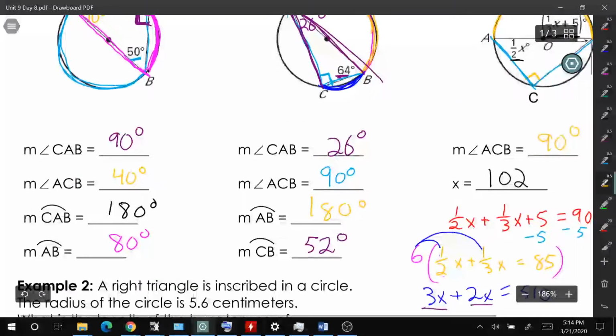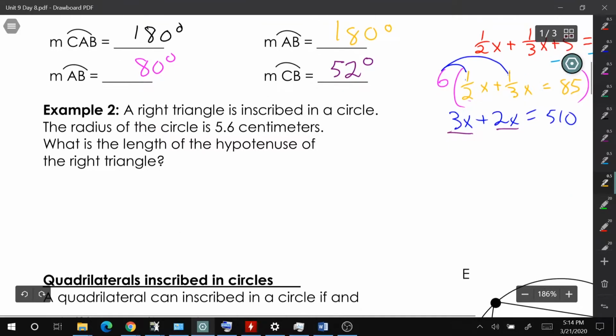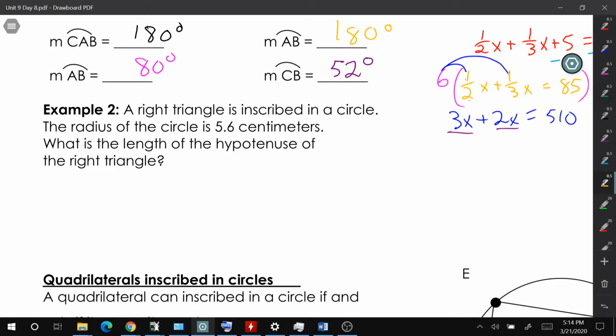All right, let's look at example 2. It says a right triangle is inscribed in a circle. The radius of the circle is 5.6 centimeters. What is the length of the hypotenuse of the right triangle?